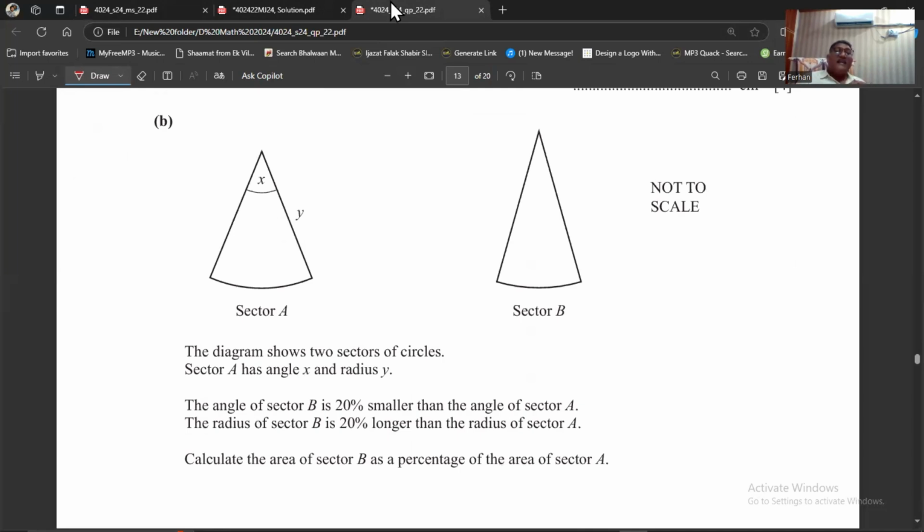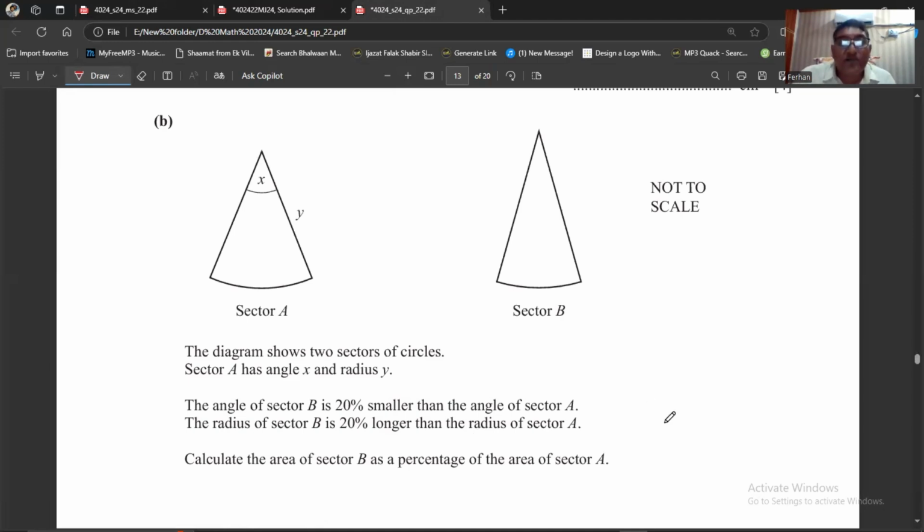Sector A has an angle X and the radius Y. So the angle at the center by this sector is X and its radius is Y. Here we have the sector B. We don't know the angle at the center. We do not know the radius. He says the angle of the sector B is 20% smaller than the angle of the sector A, and the radius of the sector B is 20% longer than the radius of the sector A.